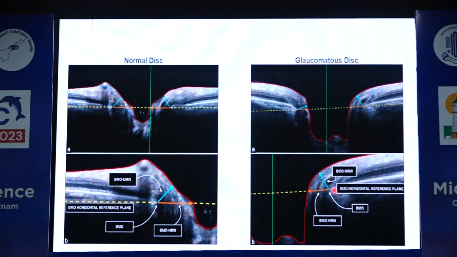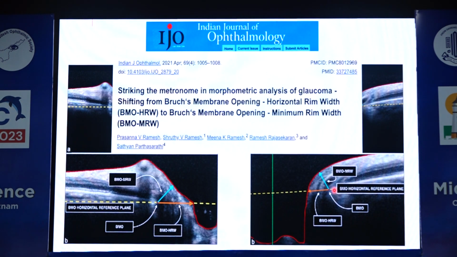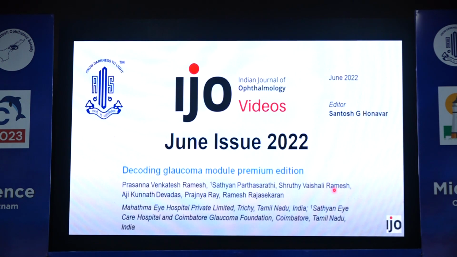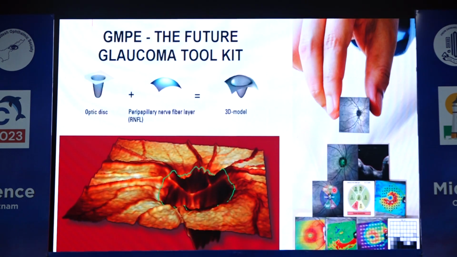Most of my talk about Bruch's membrane opening, minimum rim width and horizontal rim width is in my publication in IJO in the April 2021 issue, as well as another publication in the June 2022 issue of IJO videos. Thank you once again for giving me this opportunity. GMPE Spectralis is going to be the future glaucoma toolkit, where it is going to cut the disc in a 3-dimensional way, and it is going to make a mark in the structural evaluation and the way we perceive the structural orientation of glaucomatous damage. Thank you.